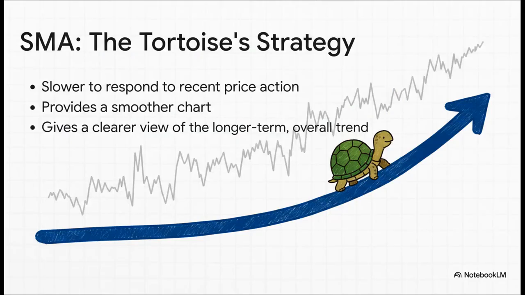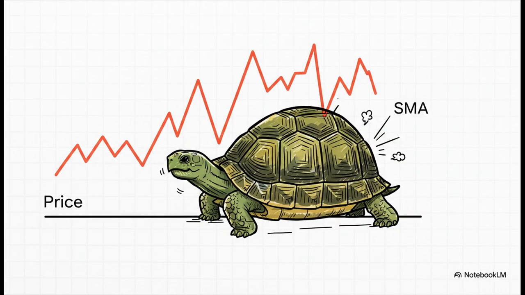The SMA's game plan is all about one thing: clarity. By moving more slowly, it filters out all that short-term noise we were just talking about with the EMA. What you end up with is a much smoother, cleaner line on your chart, giving you a way clearer picture of the real, long-term trend. And that is the tortoise's superpower. Its slow, deliberate calculation acts like a hard shell, protecting you from reacting to every little price jump. This patience is exactly what can help you avoid getting tricked by all that market noise.